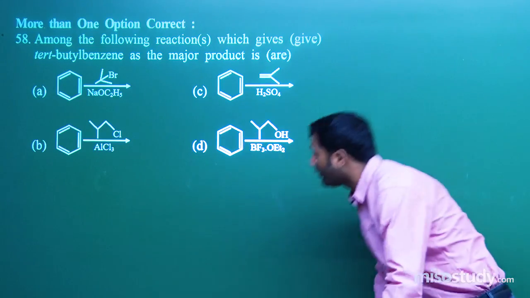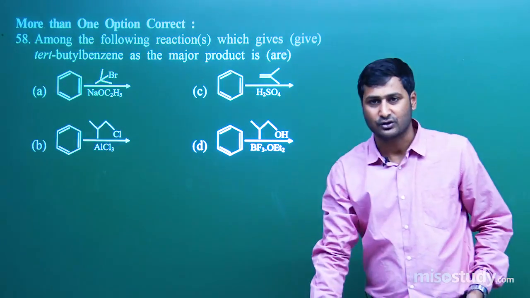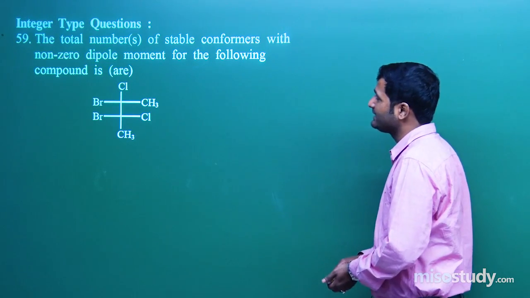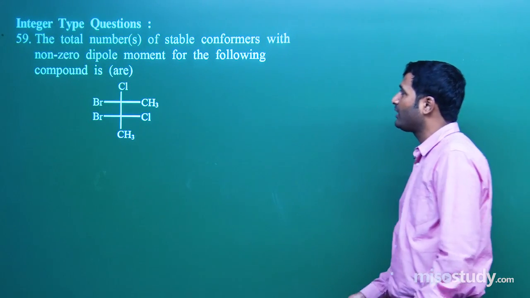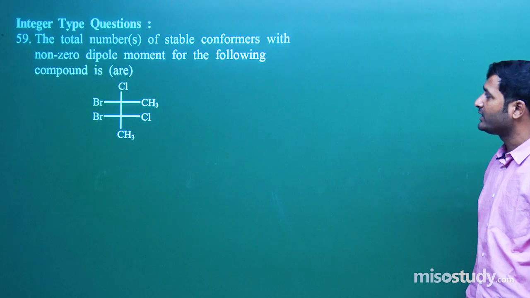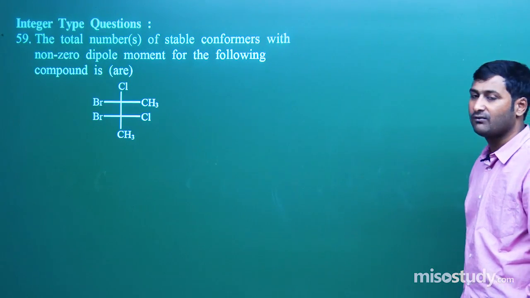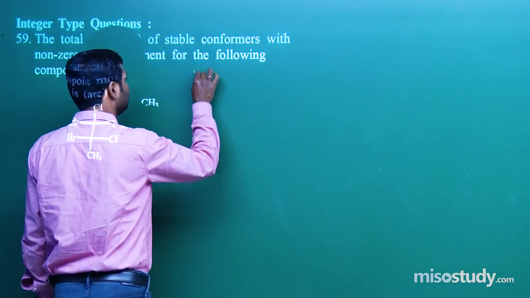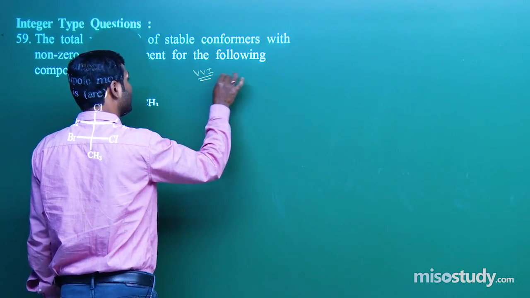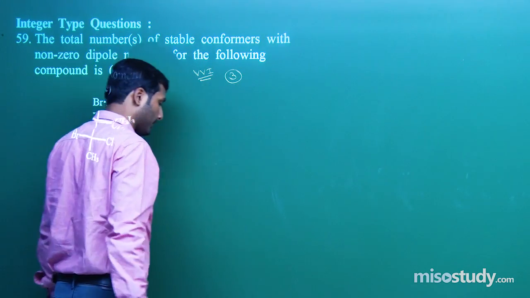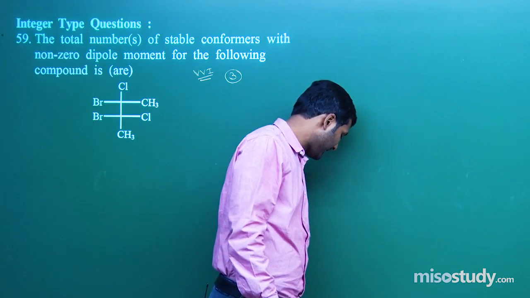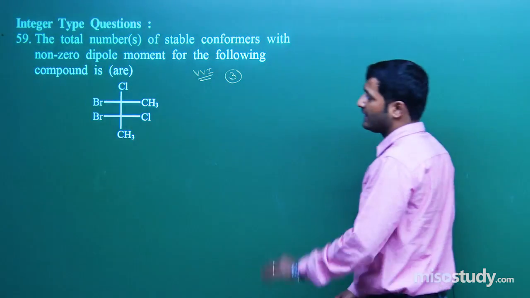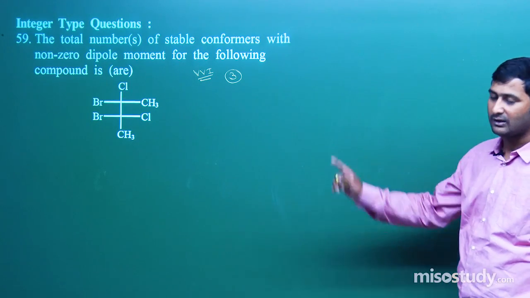Wait for a moment. Now I am moving towards the next question. What is the next question here? Question number 59. This is an integer type question. The total number of stable conformers with non-zero dipole moment for the following compound. This question is one of the important questions and the answer will be 3. Three partially staggered forms will have non-zero dipole moment.